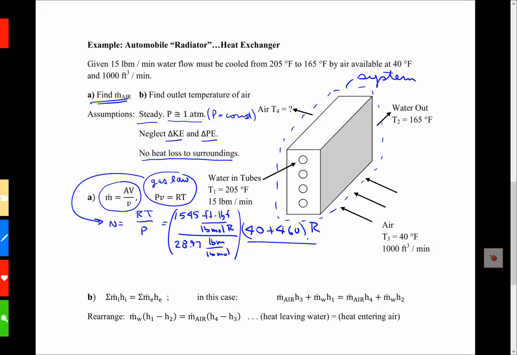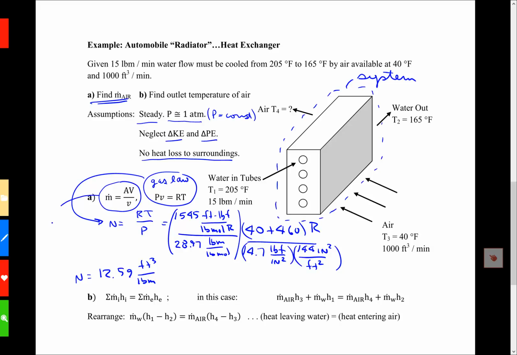1 atmosphere in English units is 14.7 pound force per square inch. And I need to convert inches to feet. There are 144 square inches in a square foot. If I crunch all of that, I get that little v is going to be 12.59 cubic foot per pound mass.